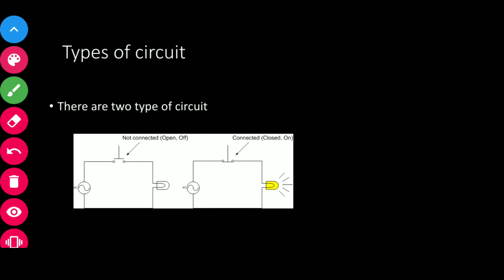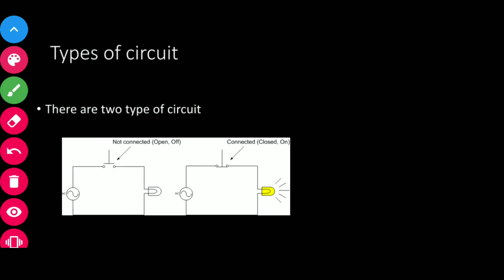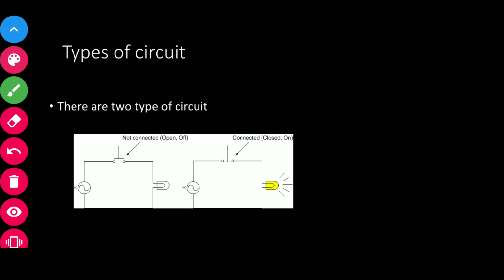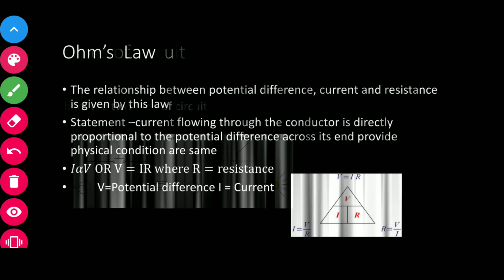There are two types of electrical circuit. One is the closed circuit, the other one is the open circuit. Generally when you switch off, you make the circuit open. For an open circuit, there will be no flow of current. In a closed circuit, current will flow. Here are the pictures of open and closed circuits. Let's move to the next one.